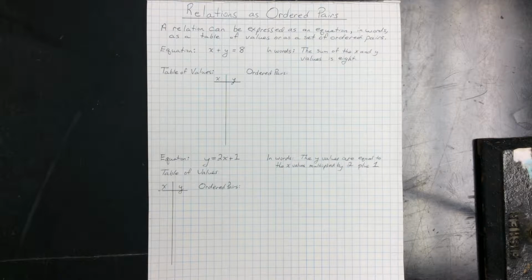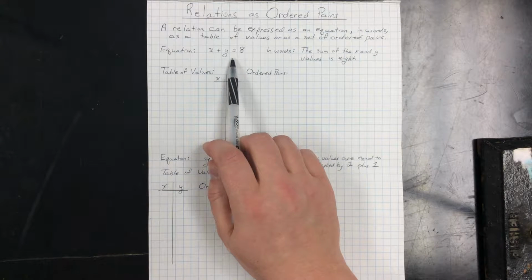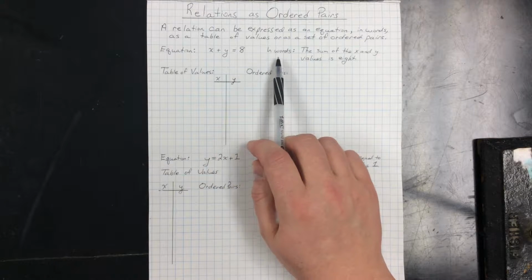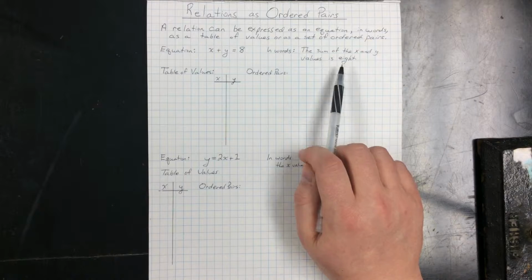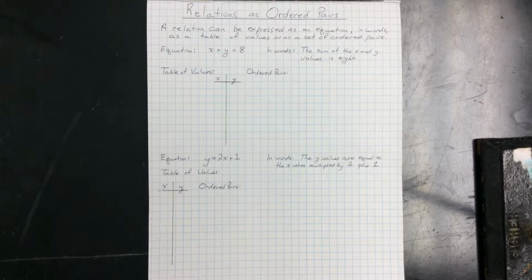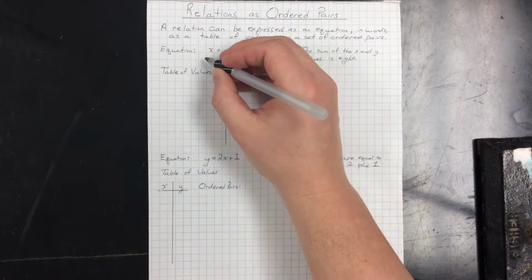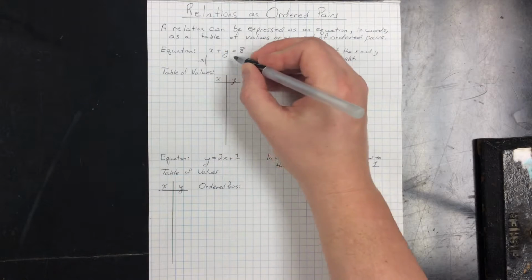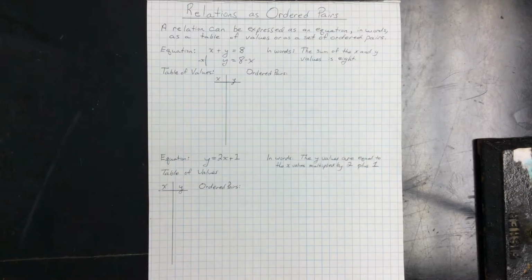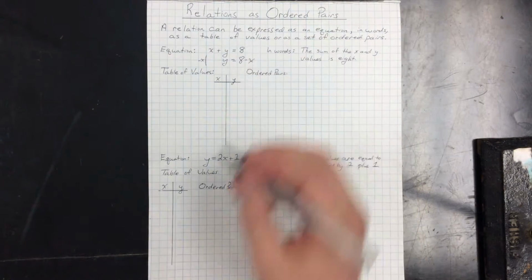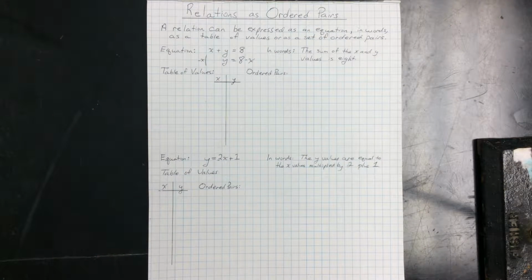So the first equation we're going to work with is x plus y is equal to 8. In other words, the sum of x and y values is 8. We could change this equation around and make it a little bit easier to work with. We could subtract x from both sides, and we could say y is equal to 8 subtract x. That might make it a bit easier to work with. It'd be the same thing, they'd be equivalent equations.